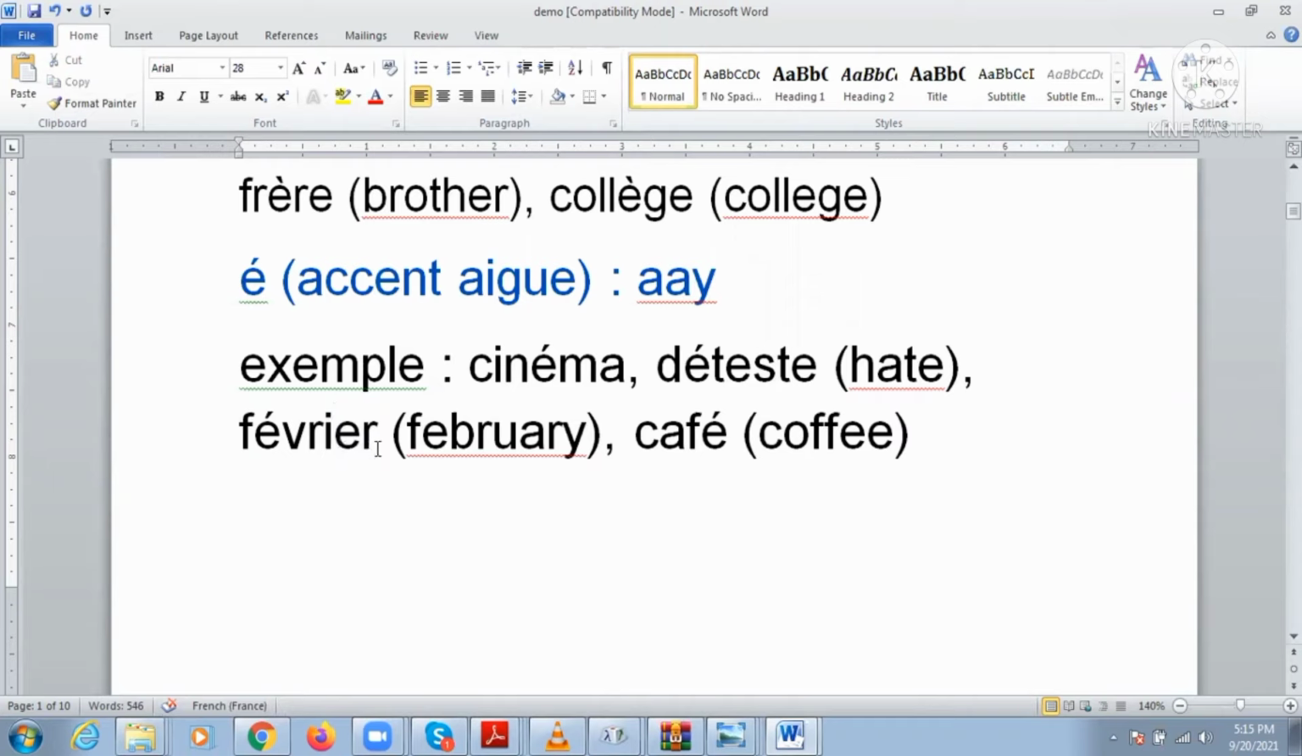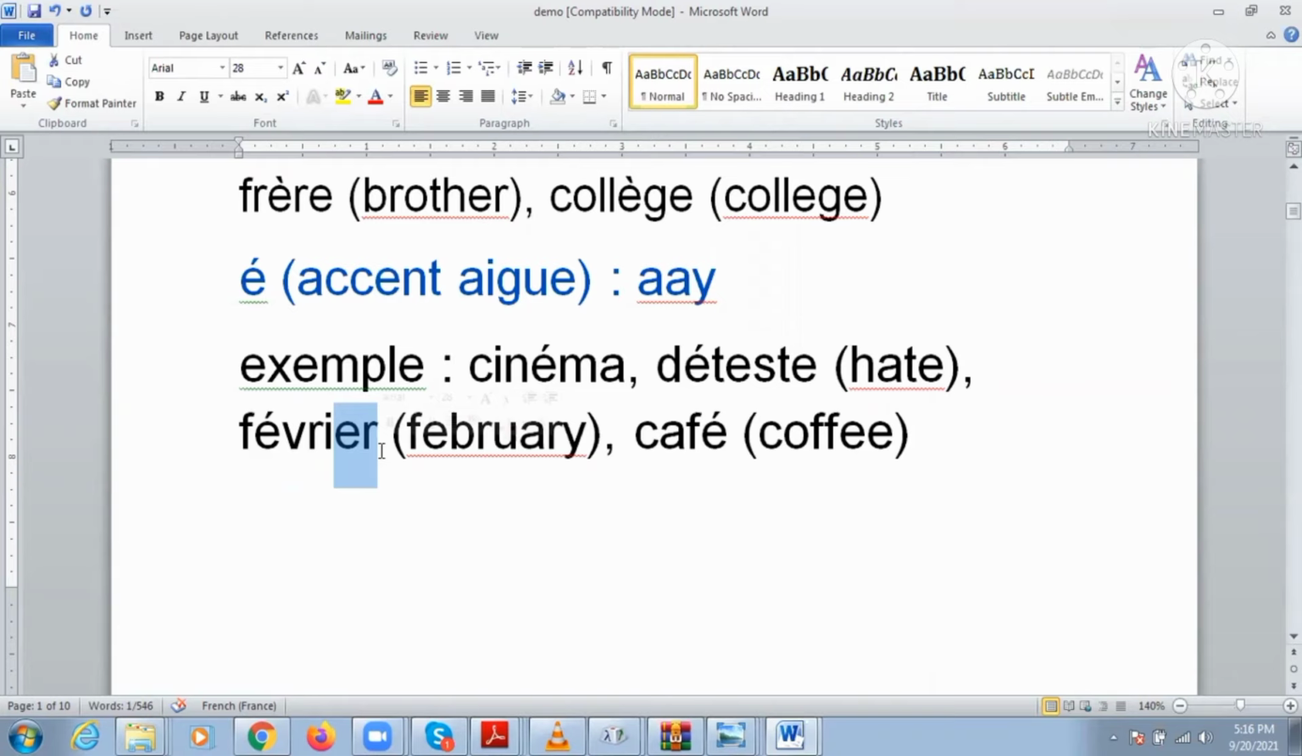So the combination will be only for two letters, right? It can be two letters, it can be three letters, it can be four letters, but mostly there are two and three. Whenever you see er together, this combination will give you an "ay" sound. So this is fe, v, re, a.